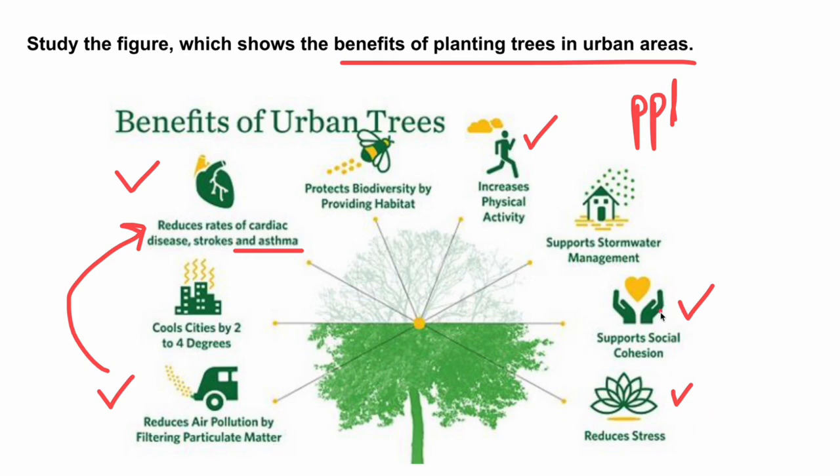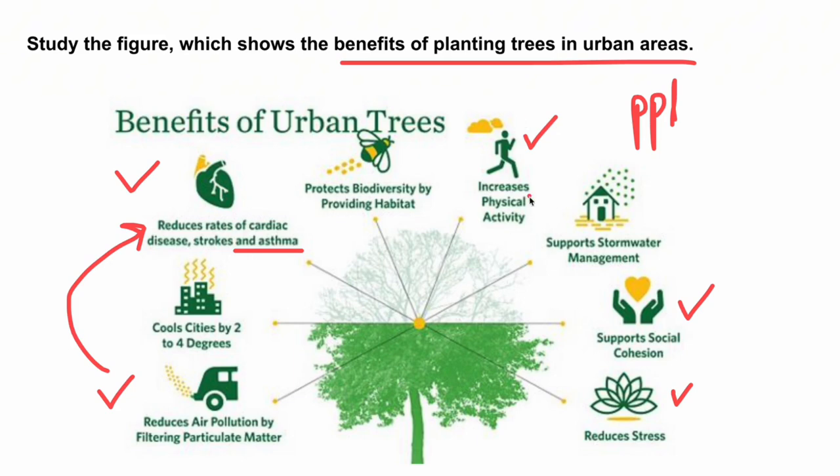Next one, supporting social cohesion. Again, how? So trees, typically related to parks or a certain area where there are benches there where people can gather, sit down, have a picnic, talk to different people. That's where it supports social cohesion.